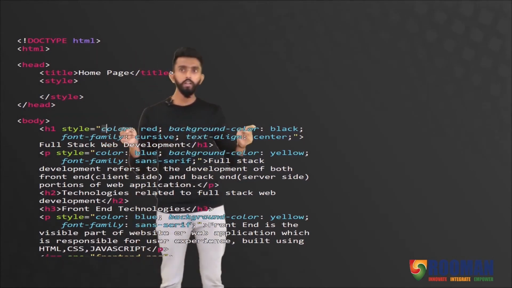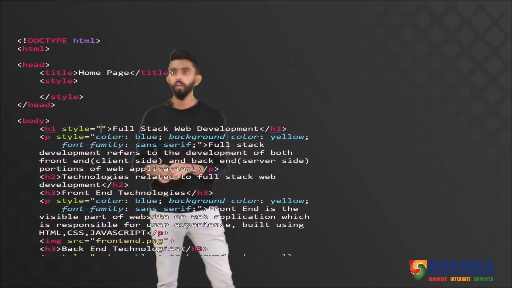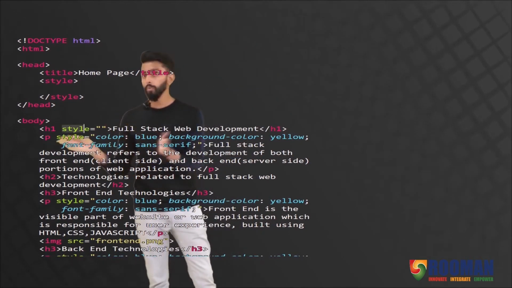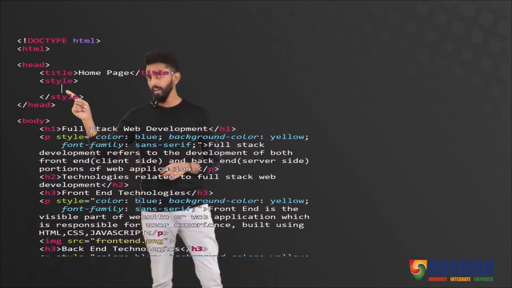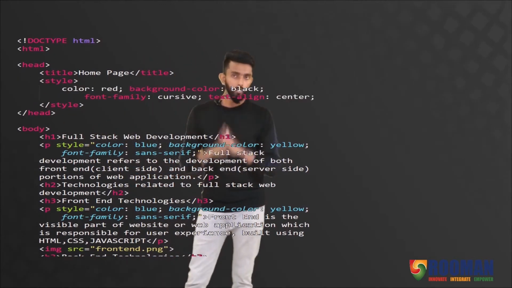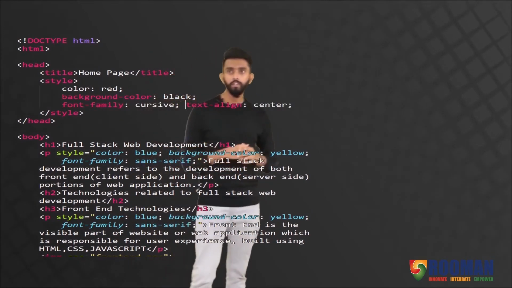This color till this text align center, I will just cut it. I'll remove that style equal to, because I don't want to use inline CSS anymore. Next, I'll go inside that style and there I will paste it. Now, to make it more readable, let me press enter and make it one below the other like this.